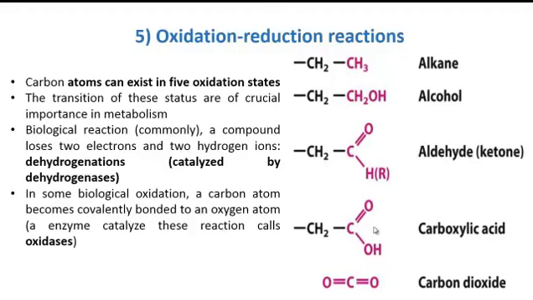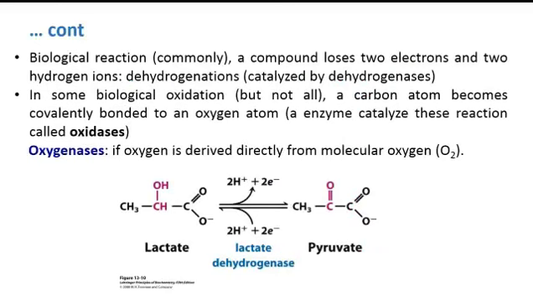Here in this picture, we can see 5 different oxidation states of carbon. Carbon dioxide is the most highly oxidized form of carbon found in living systems, and each compound here is formed by the oxidation of the red carbon in these compounds, this one which is existing in red color. In case oxidation reaction occurs in a way that oxygen is derived directly from the molecular oxygen, then the enzymes which carry out this reaction are known as oxygenase enzymes.